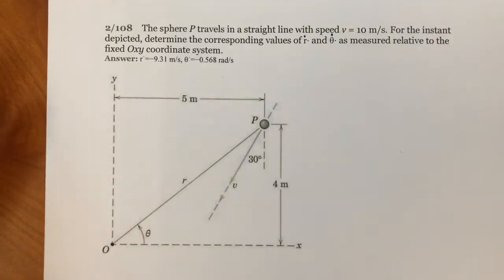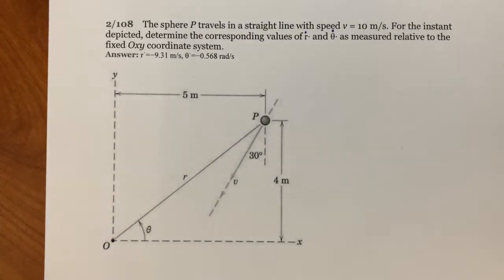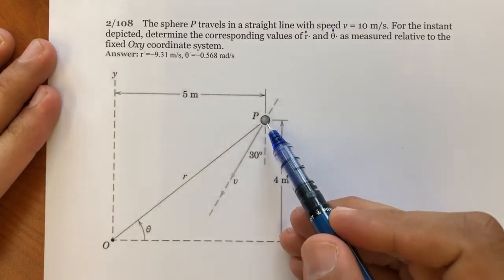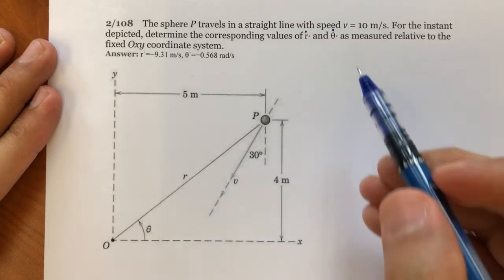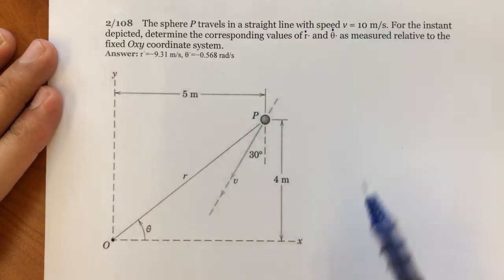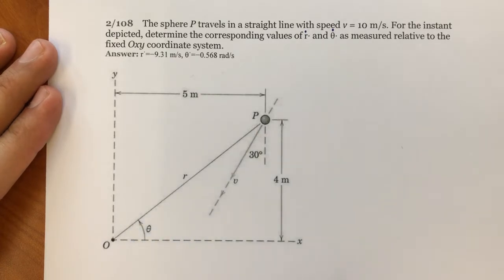For example, I'm gonna solve problem 108 to see how the polar coordinate works. In this problem, we have this particle which at the moment is moving along this line with the velocity of 10 meters per second. And the question is, what is r dot and what is theta dot?